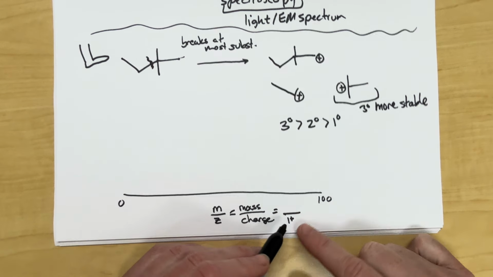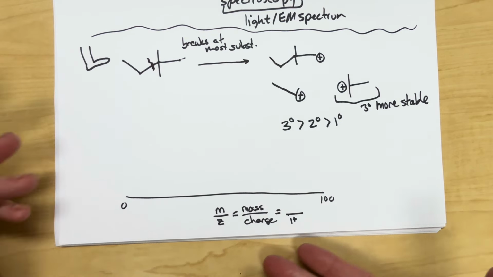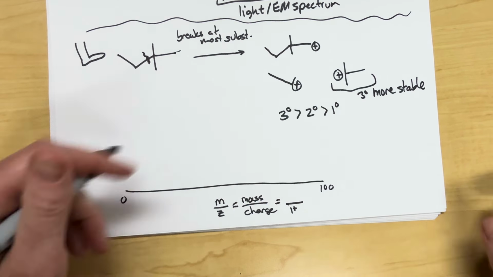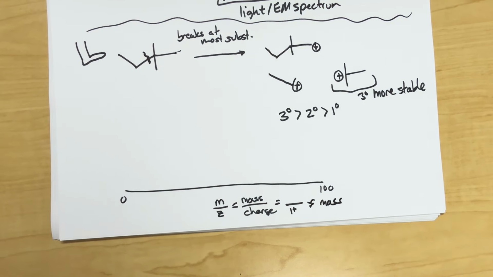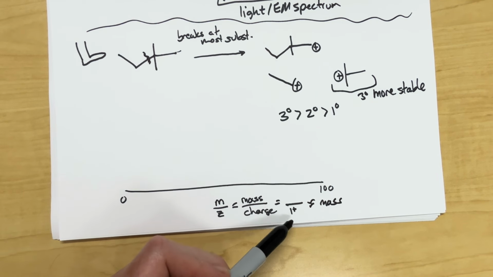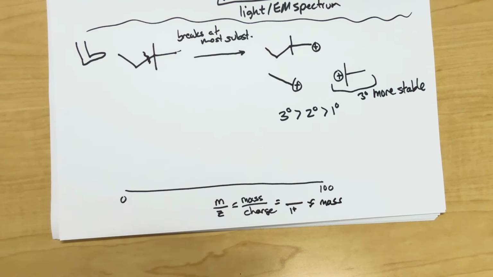So this will always be 1 plus. Anything divided by itself is always whatever that thing was. So this is pretty much more or less just the mass. Now you will run into situations where maybe this is a 2 plus or a 3 plus in other classes, but in this class, we're always just talking about alkanes, so it will always be just a 1 plus.